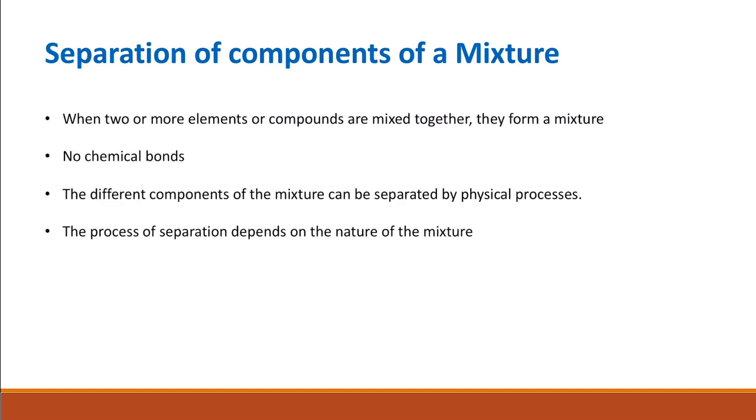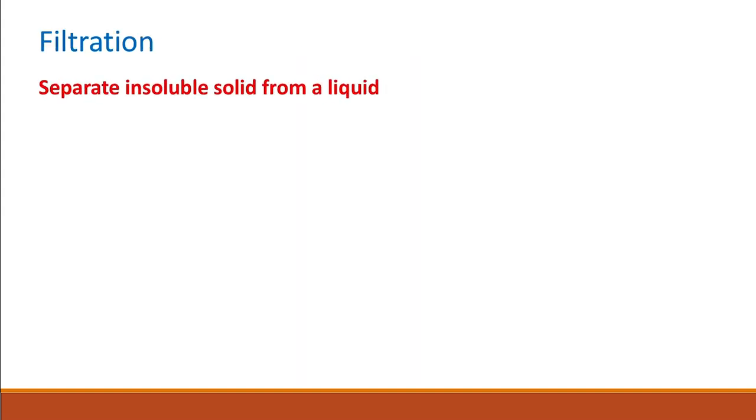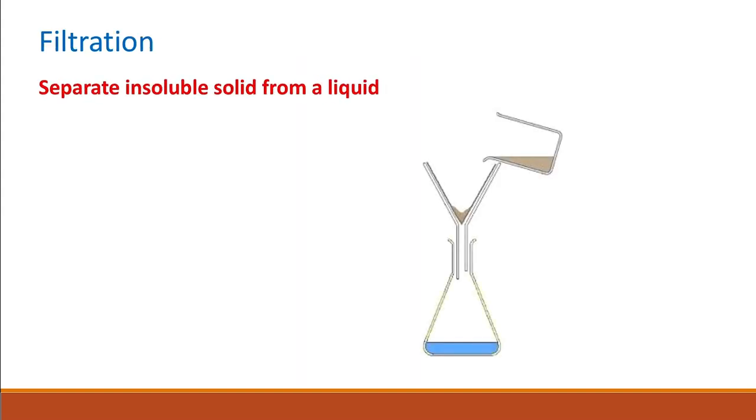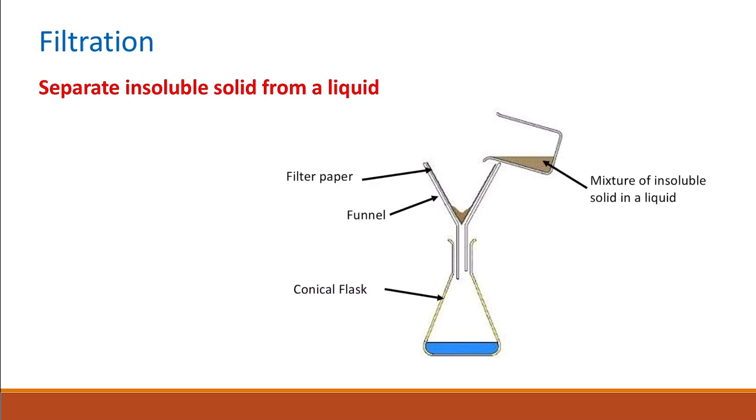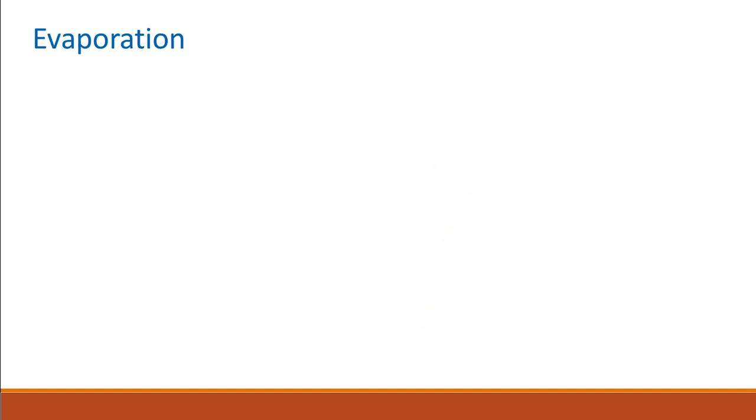The process of separating the components of a mixture will depend on the nature of that mixture, whether it's a solid and liquid, a mixture of liquids, or a mixture of solids. Filtration is used to separate an insoluble solid from a liquid using a conical flask, funnel, and filter paper. The mixture of the insoluble solid in a liquid is then poured down the filter paper. The residue is the insoluble solid that remains on the filter paper, and the filtrate is the filtered liquid that passes through the filter paper.